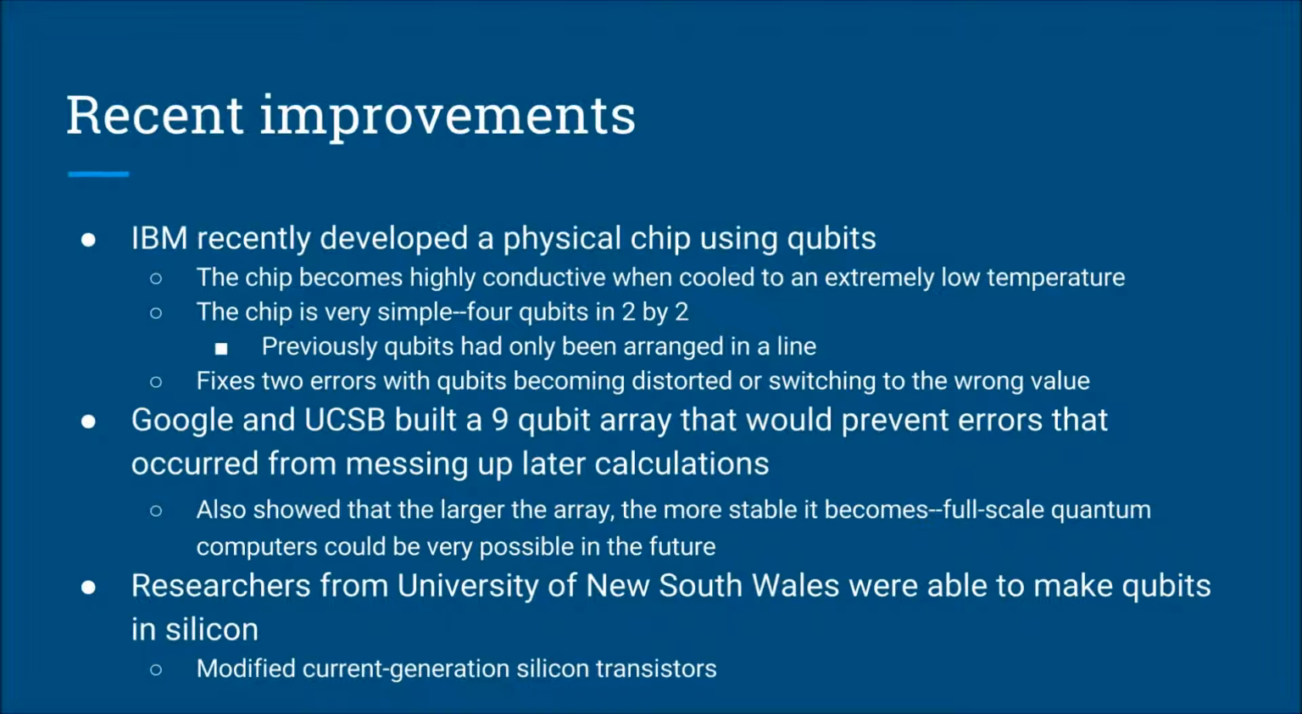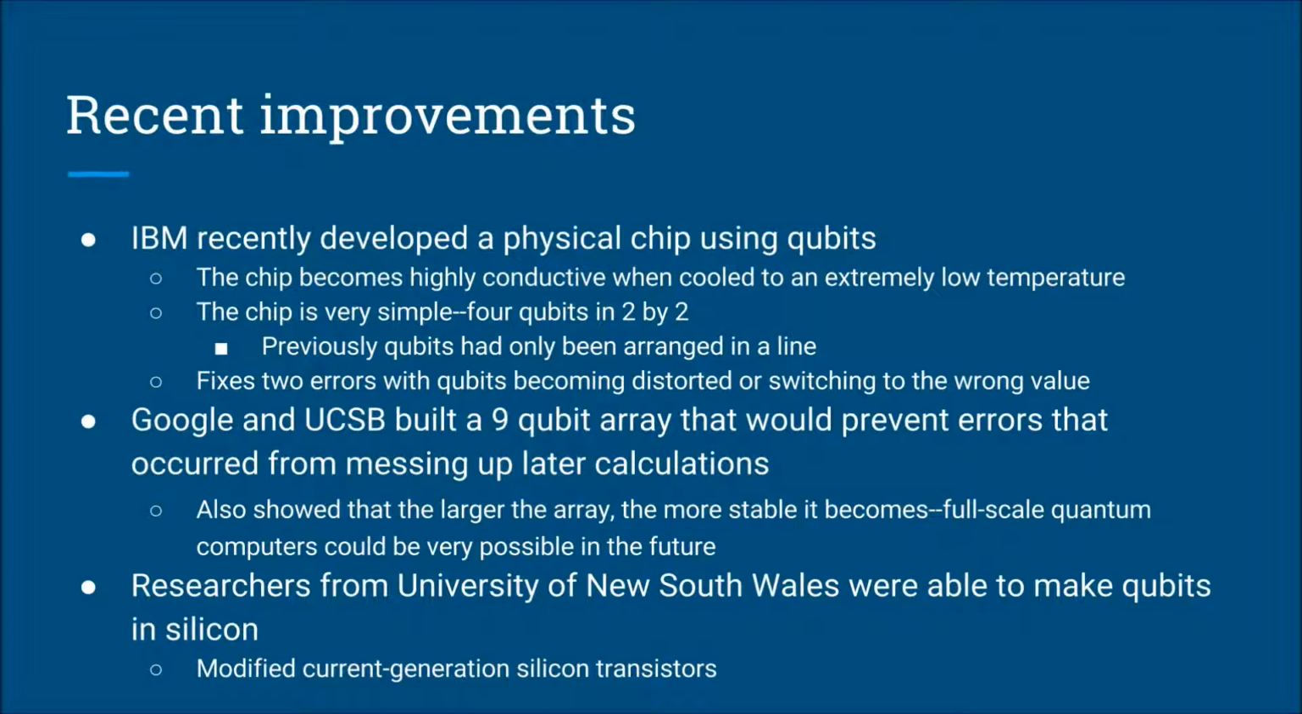Now all those breakthroughs were not super recent, so let's move on to some more recent improvements in quantum computing. IBM recently developed an actual physical chip that used qubits, and this was a very interesting thing. What was so important about it was that it became highly conductive when it was cooled to a very low temperature. So that was what allowed it to work.